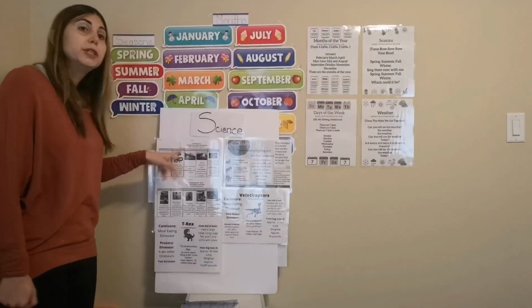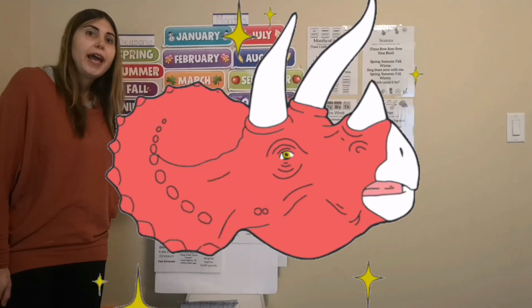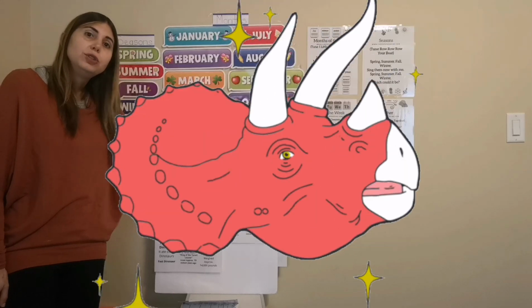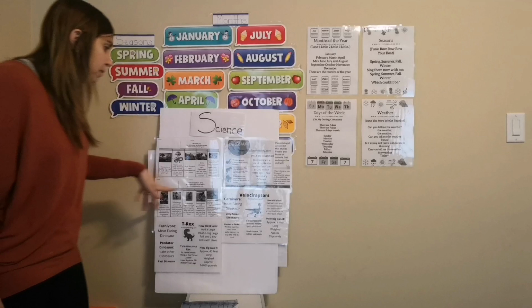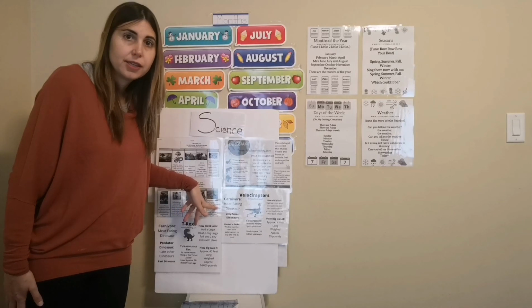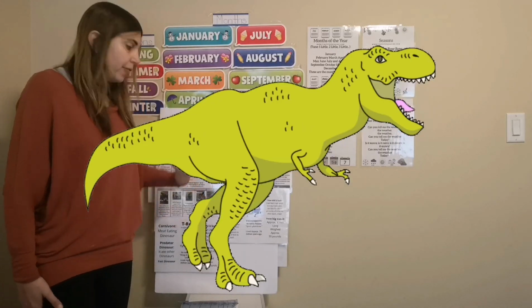Remember our herbivore dinosaurs that we learned about last week had very flat, dull teeth because they just ate plants. So that's one way paleontologists, or scientists that study dinosaurs, know what they ate.